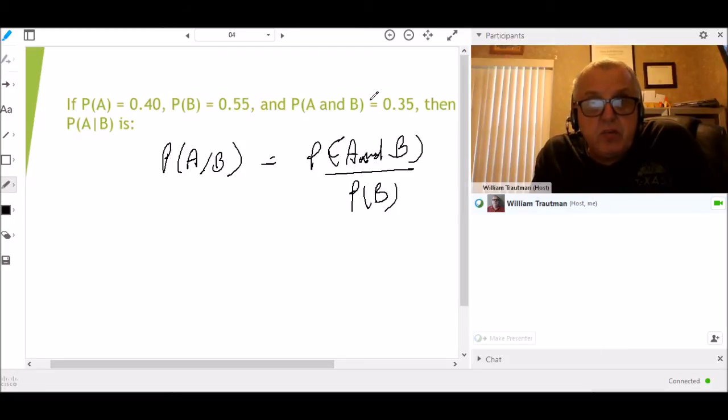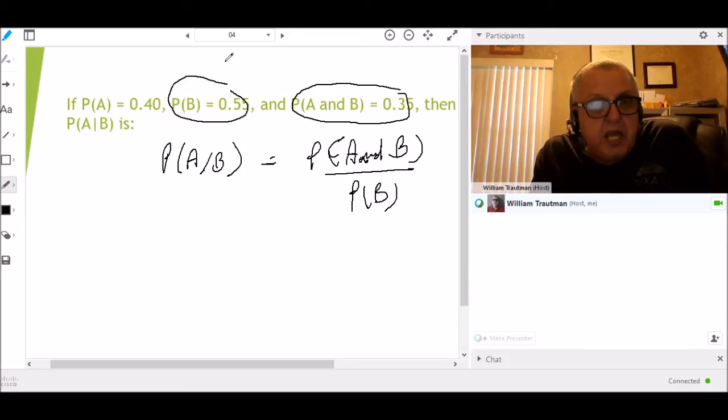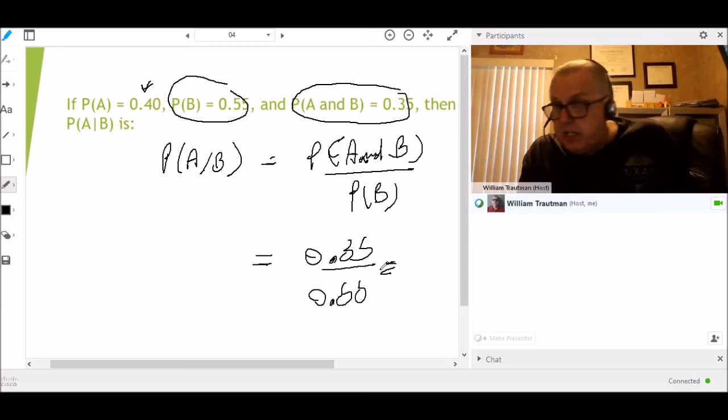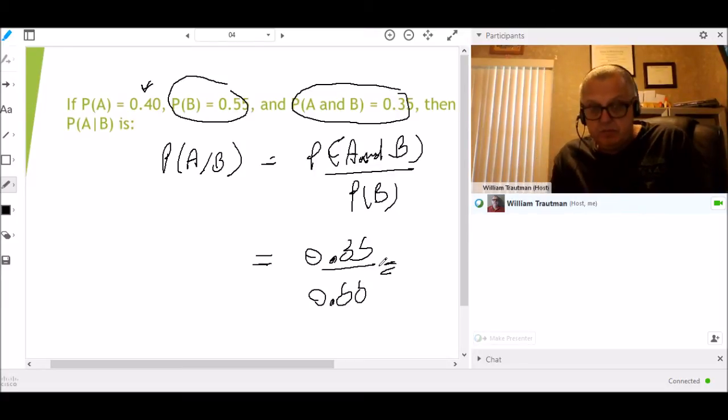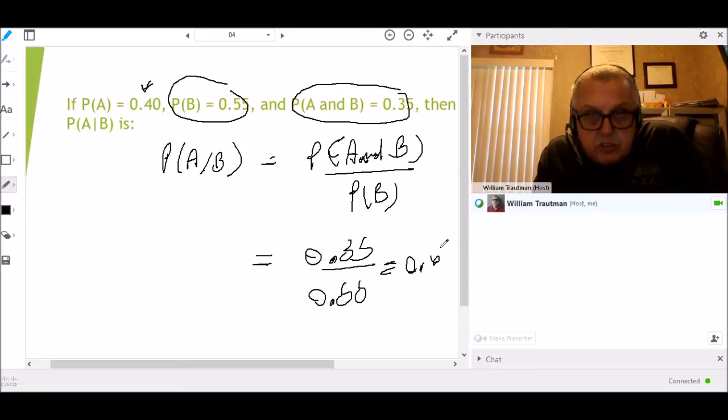So that's from my formula sheet, the conditional probability. And do you see how we have the probability of A and B right here? And we have the probability of B. The probability of A, this number here, we don't need it. It's not part of it. So the probability of A and B is 0.35, the top of the fraction. The bottom of the fraction is the probability of B, 0.55. Put that in your calculator: 0.35 divided by 0.55, and I get 0.636.